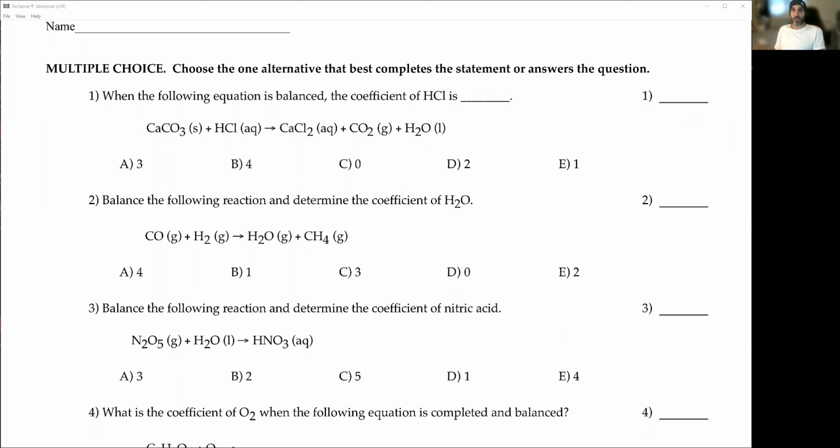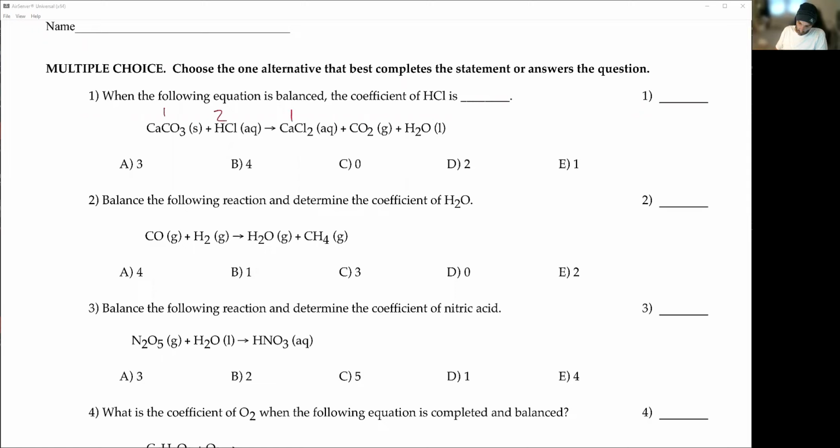Okay, so I'm going to try to go through this as quickly as I can. Well, not as quickly as I can, but at a relatively decent clip. So the first three, it looks like, through first four. So first three are pretty much the same: balance the equations, and then figure out which coefficient is in front. So we're just simply balancing all of these equations.